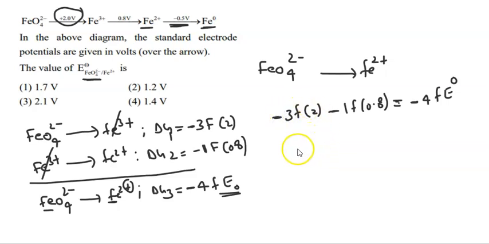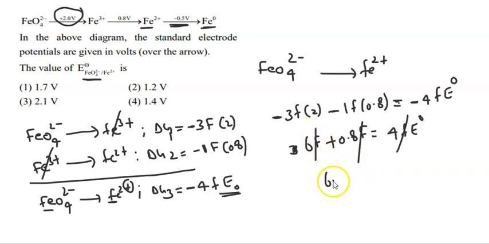F will be cancelled. So 3 2s are 6F plus 0.8F is equal to 4F E naught. F will be cancelled. 6.8 by 4 is equal to E naught. So the final answer for this question is 1.7 volts. It is there in option 1, which is the correct answer for the given question.